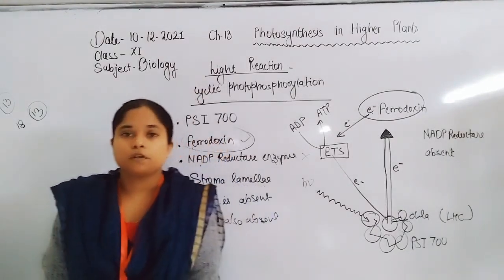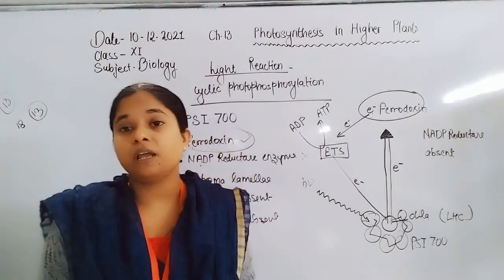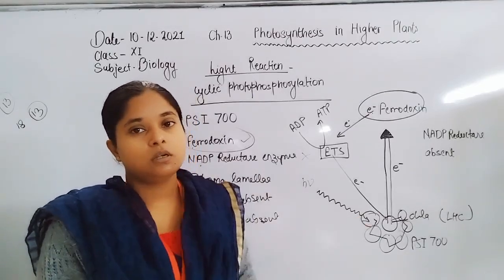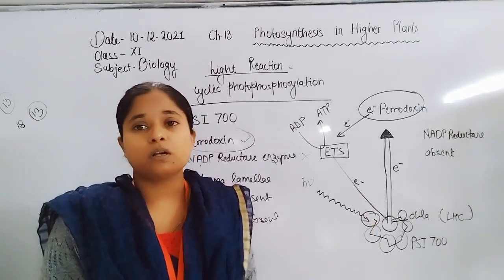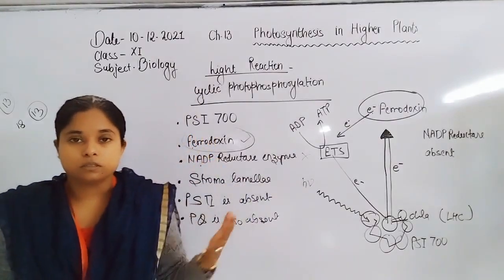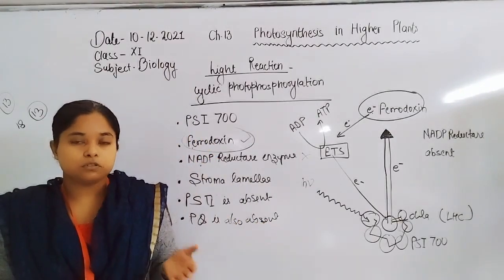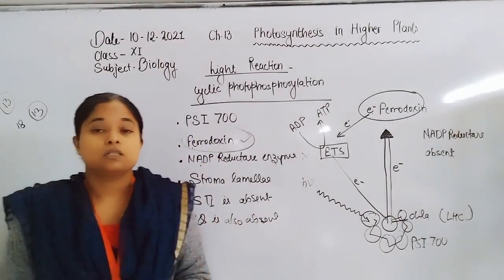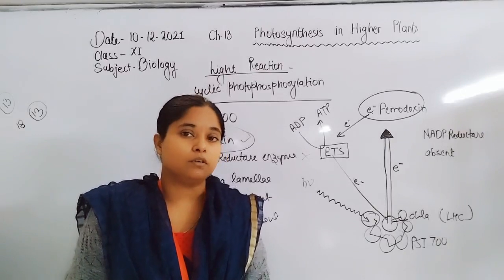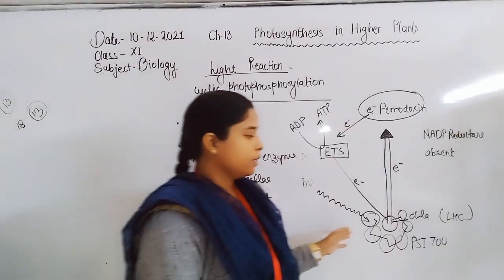Now, the products of non-cyclic photophosphorylation are ATP and NADPH2, and due to splitting of water, oxygen is also evolved during the process. NADP is present, the electron acceptors plastoquinone and ferredoxin are present, and photosystem first and second both are present in non-cyclic photophosphorylation. Photosystem second absorbs light of 680 nanometer, whereas photosystem first absorbs light of 700 nanometer.